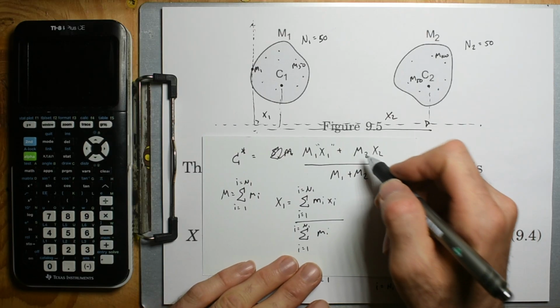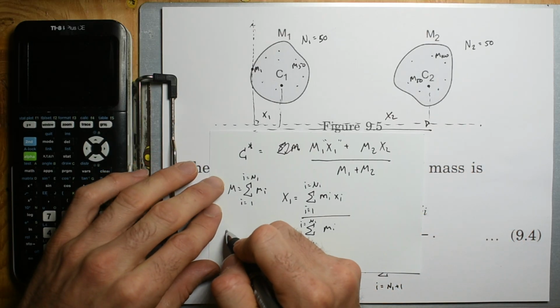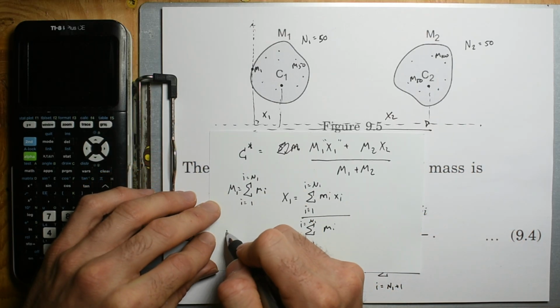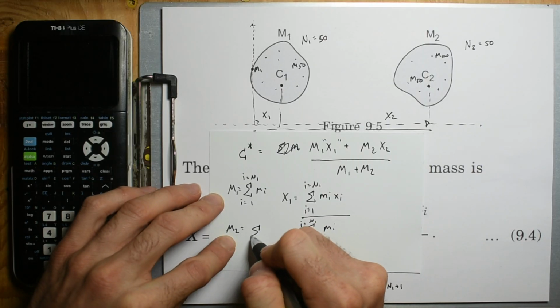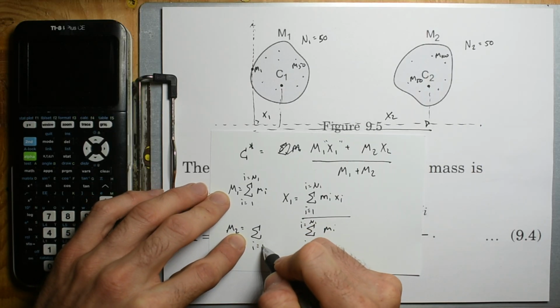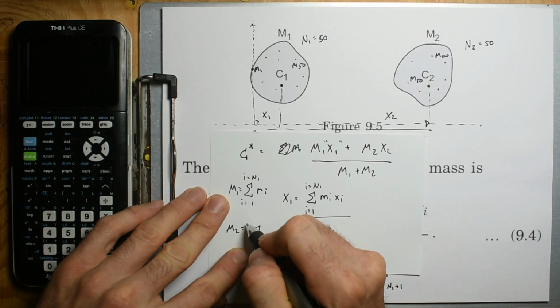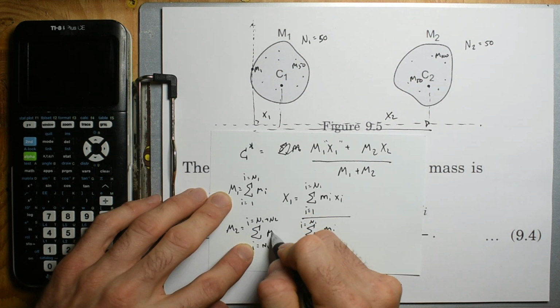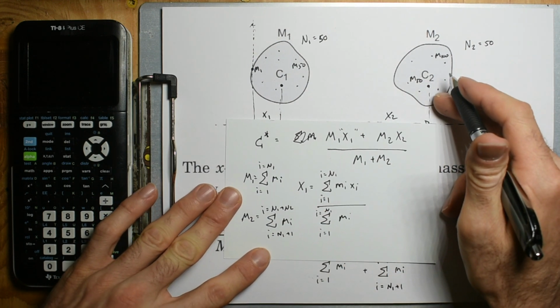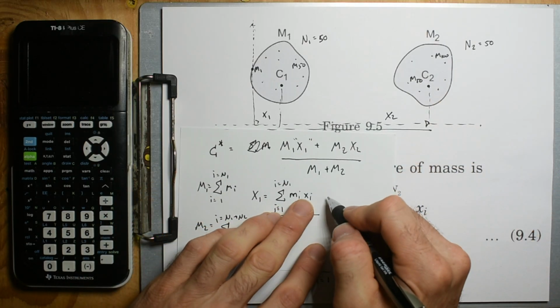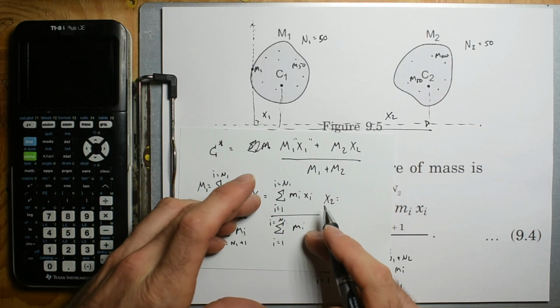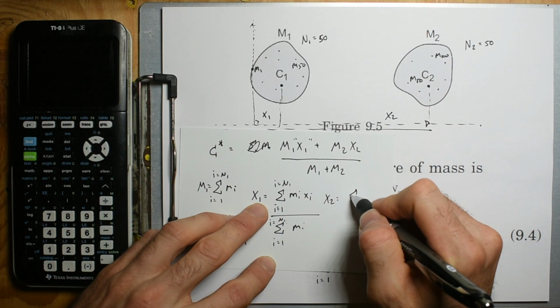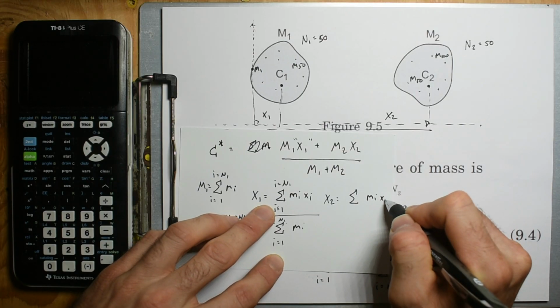This mass 2 term is going to be this. I guess I could say that's mass 1. The mass 2 term is going to be the summation from i equals n1 plus 1 to i equals n1 plus n2, and that's going to be the summation of those masses. But for sure, this x2 is also going to be this, and I can write it again.